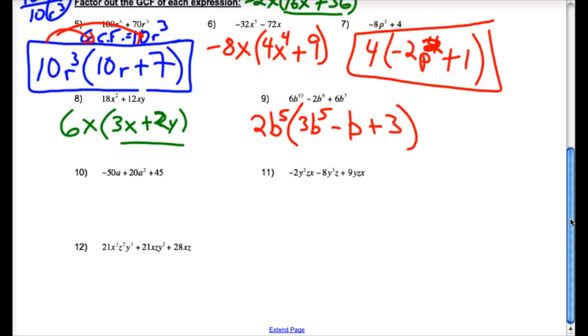But hey, let's back up to 10. Okay, I got 11. Melitza, what's the GCF of numero 10? 5. No variables. I love it when one piece doesn't have any variables, then there's no variables that are part of the GCF. Divide each piece by 5, Melitza. -10a plus 4a squared plus 9.